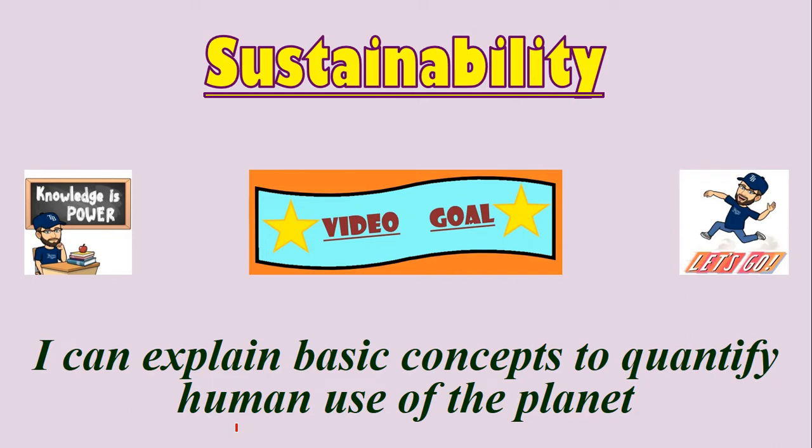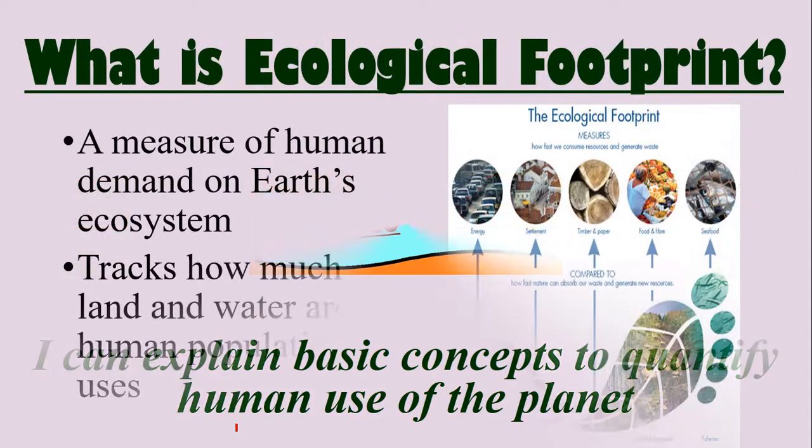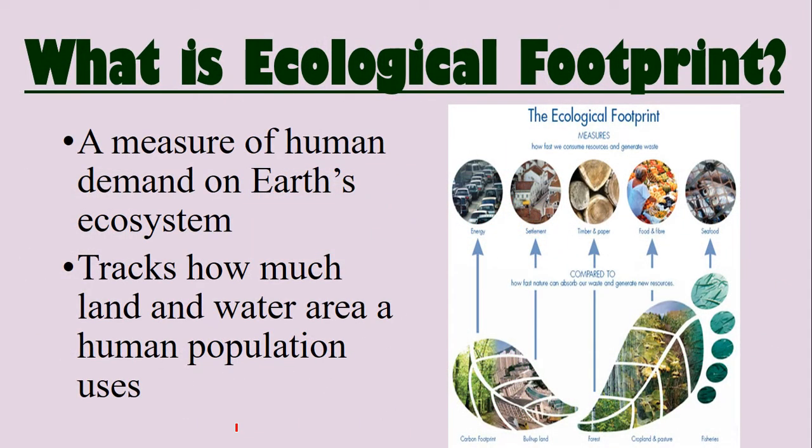And so your goal today is I can explain the basic concepts to quantify human use of the planet. So when we look at quantifying it, we're going to look at something called the ecological footprint. This is the measure of the human demand on Earth's ecosystems. It tracks how much land and water an area a human population uses. And there's a way that you can measure your ecological footprint for yourself. There's plenty of websites out there that you can go do that. So that's one thing that you should probably do, is see what your ecological footprint is.